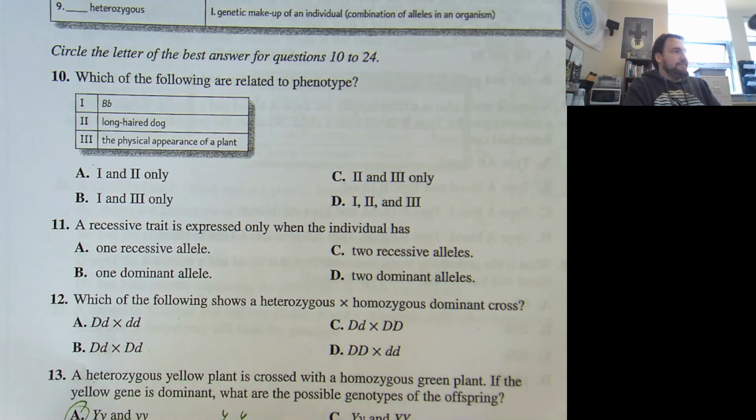Yes, Soham. Answer number 10. That's what I got. Because phenotypes are, what are phenotypes, Soham? What you see. You see the length of the hair on the dog, you see the physical appearance of the plant, you do not see, plants are not labeled with the letters that make up their genes. So 10 would in fact be C.